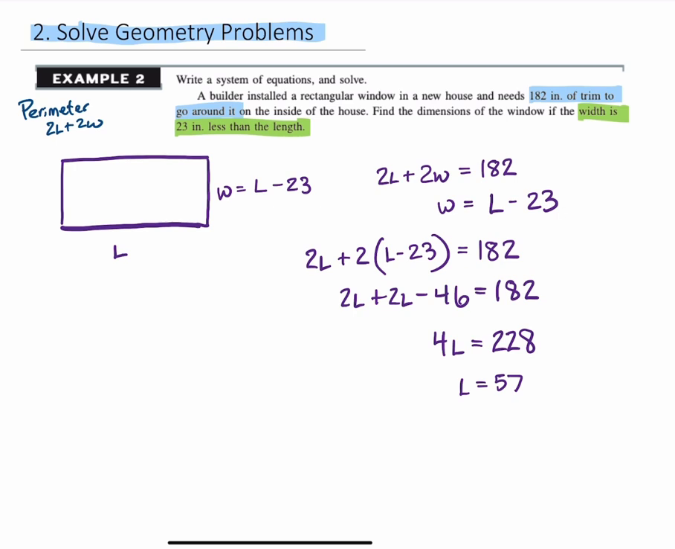So now let's take that L and substitute in, let's use that second equation that's already solved for W. So I can say W equals L minus 23. We're saying L is 57, so W will equal 57 minus 23, which is 34. So our length is 57, our width is 34 inches. So let's answer the question in that context. Length is 57 inches, width is 34.